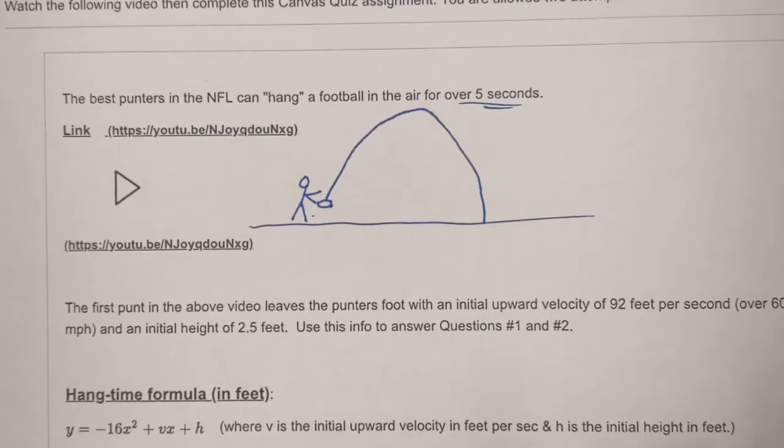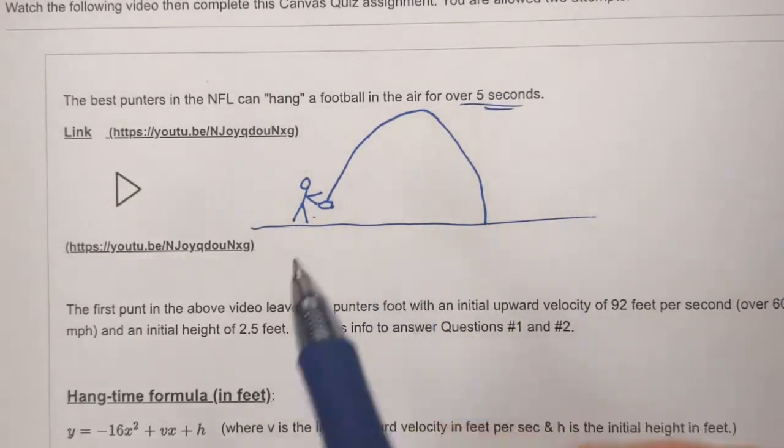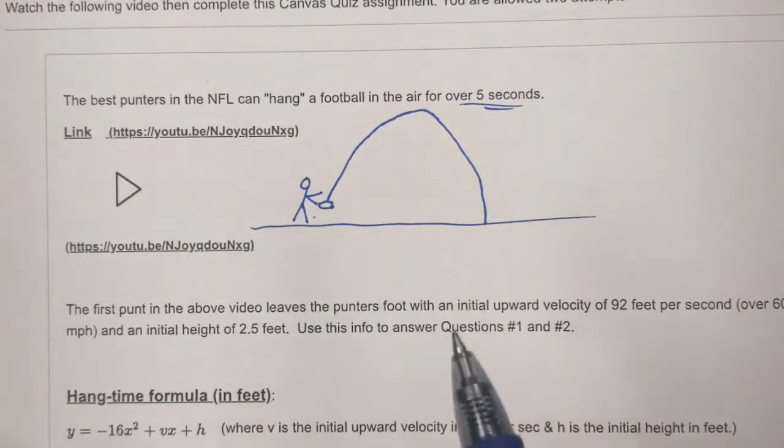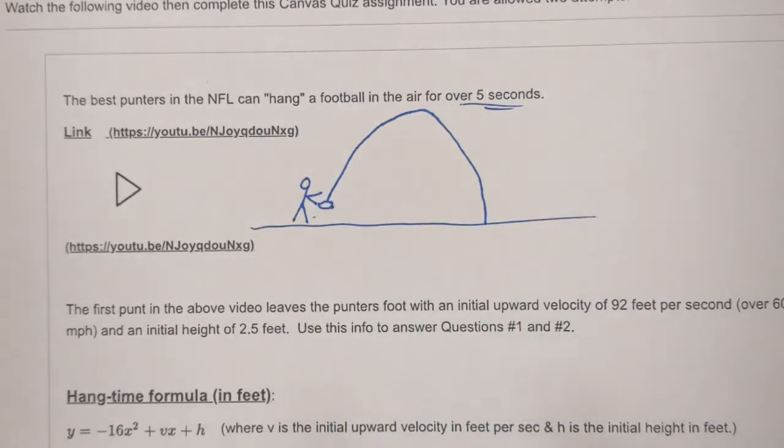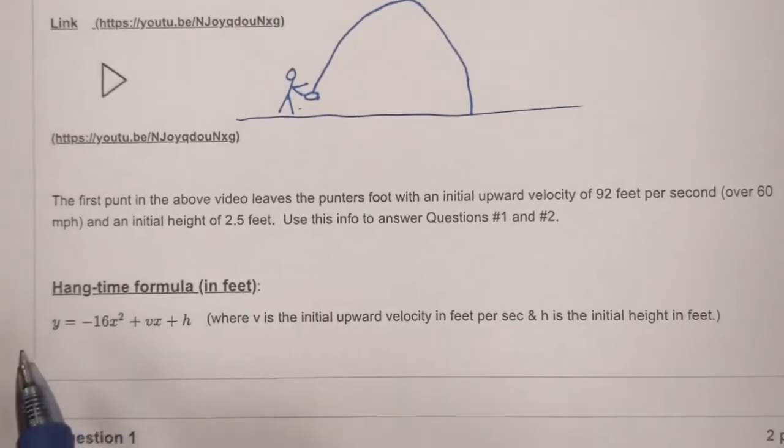Now, if you're not impressed by that, go out and try it yourself. Try kicking something. I don't care if it's a soccer ball, football, kickball, whatever. Try kicking something in the air and then timing 1001, 1002, 1003. See if you can kick something in the air for 5 seconds. It's impressive. Okay, but at any rate, I'm going to introduce you to a formula today.